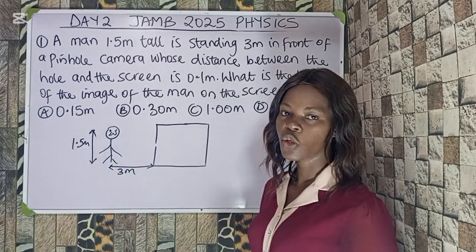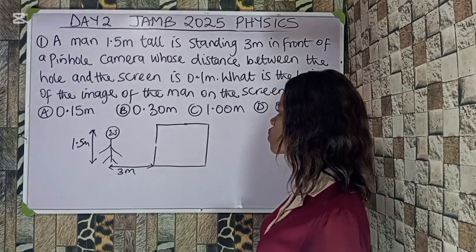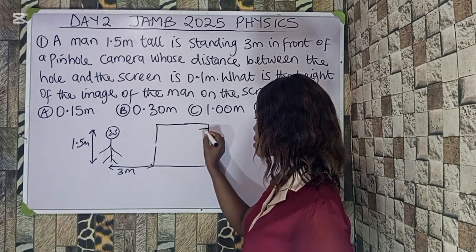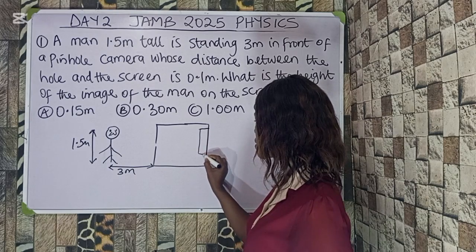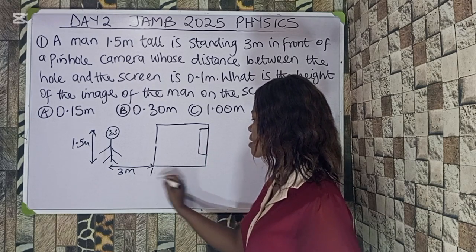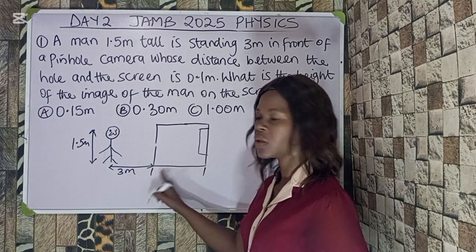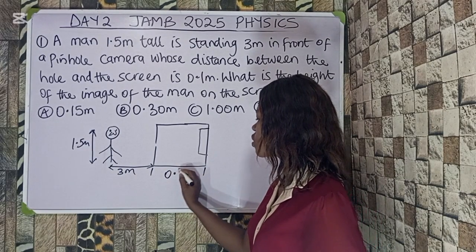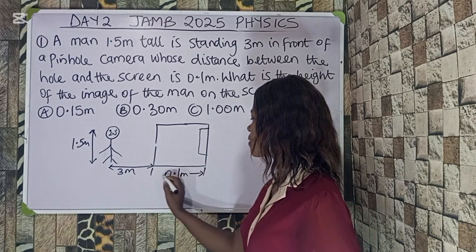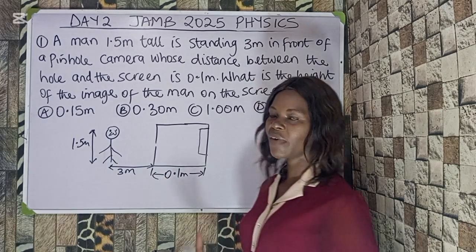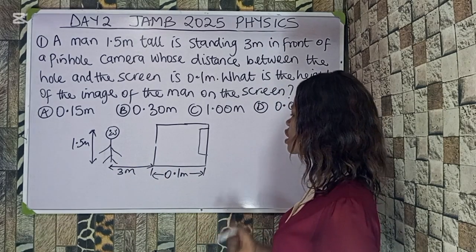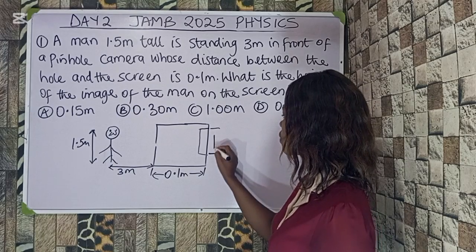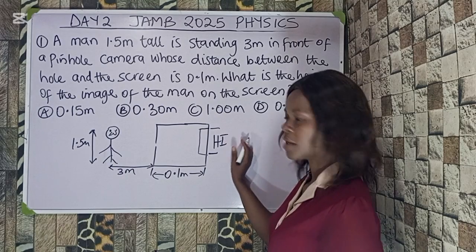The distance between the hole of the pinhole and the screen is 0.1 meters. So this is the screen. This is the distance between the pinhole and the screen, so we have 0.1 meters. Now we're asked to find the height of the image of the man on the screen. So you're looking for the height of the image. I hope that is clear.